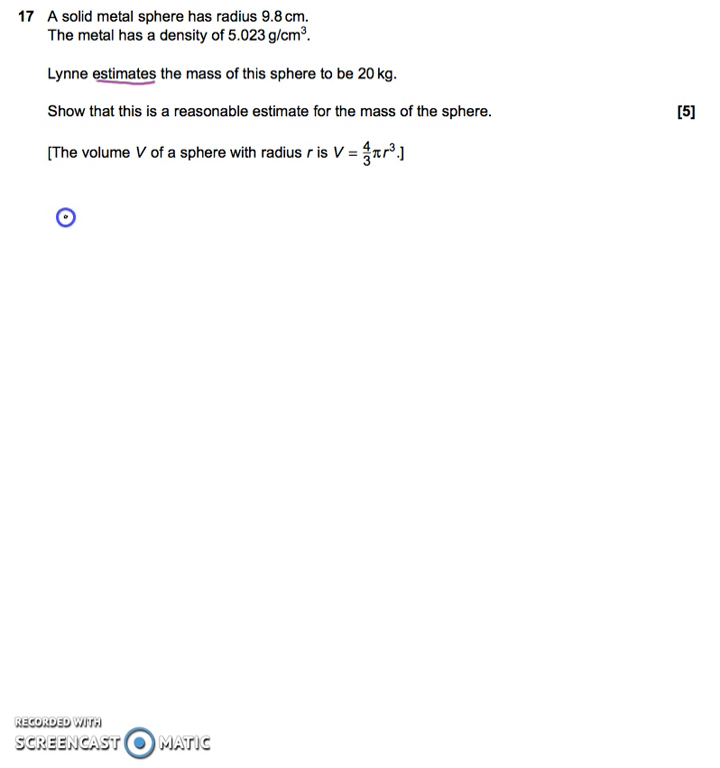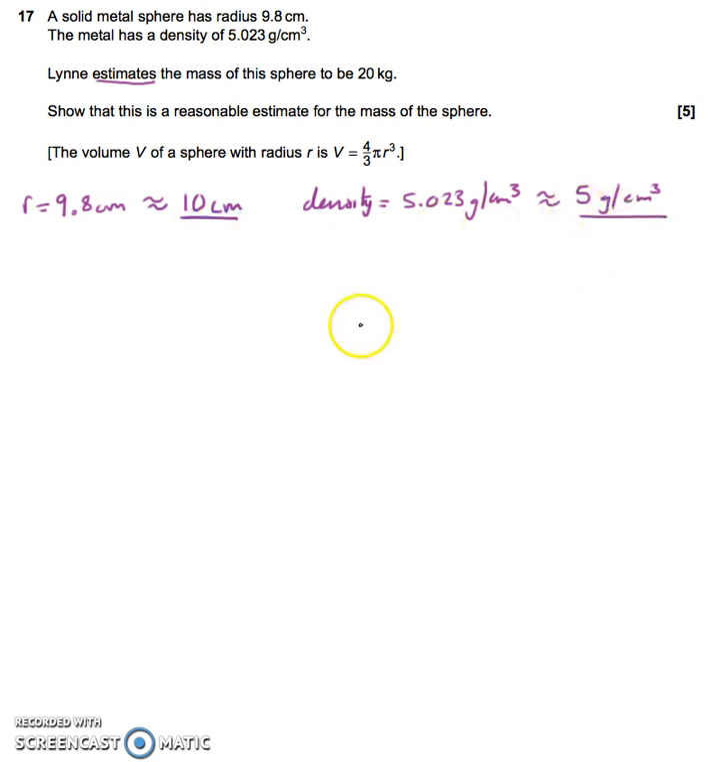So 9.8 centimeters, which is the radius of the sphere, is approximately equal to 10 centimeters. We round it to one significant figure. We'll do the same with the density. So the density is equal to 5.023 grams per centimeter cubed, which is approximately equal to 5 grams per centimeter cubed if you round that off to one significant figure again. So we've got 10 centimeters and we've got 5 grams per centimeter cubed.